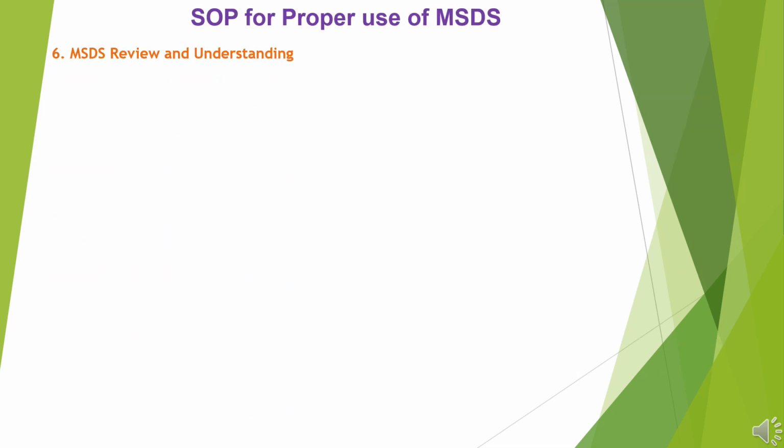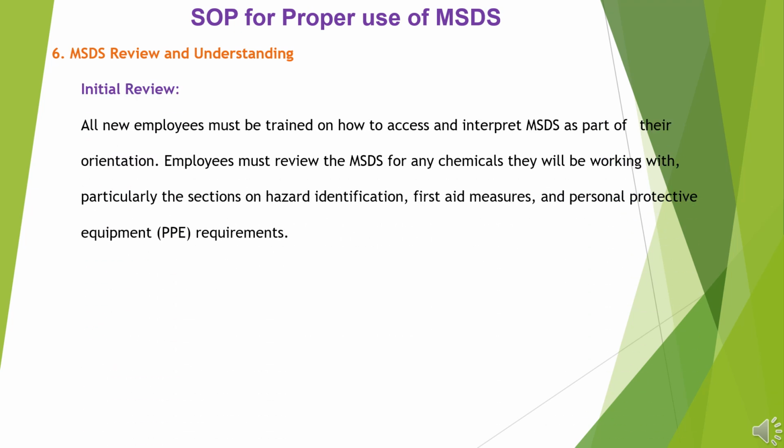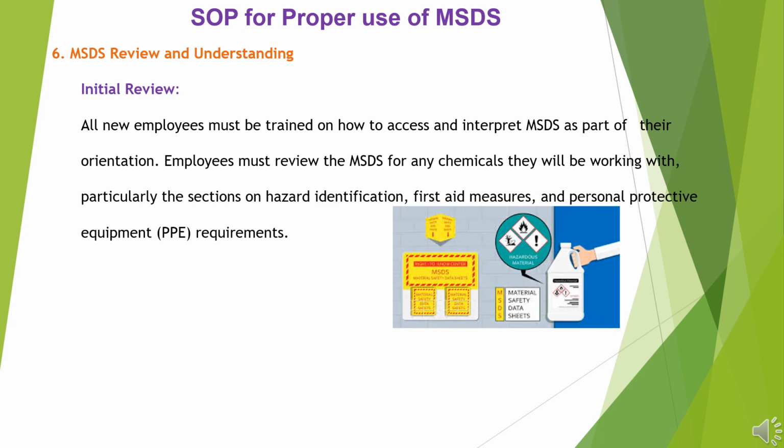6. MSDS review and understanding. Initial review. All new employees must be trained on how to access and interpret MSDS as part of their orientation. Employees must review the MSDS for any chemicals they will be working with, particularly the sections on hazard identification, first aid measures, and personal protective equipment, PPE, requirements.